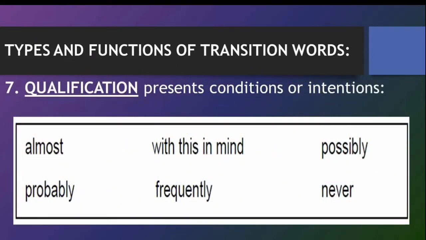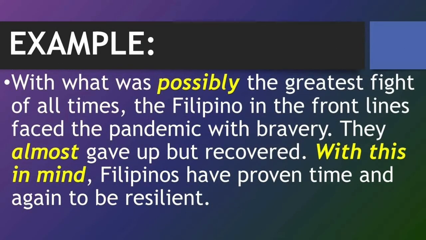Number 7 is qualification. It presents conditions or intentions. Okay, so we have here the examples. Almost, probably, with this in mind, frequently, possibly, and never. Let's have the examples. With what was possibly the greatest fight of all times, the Filipinos in the front lines faced the pandemic with bravery. They almost gave up but recovered. With this in mind, Filipinos have proven time and again to be resilient. Okay, so the transition words that we used are possibly, almost, and with this in mind, which show the condition and the intention.